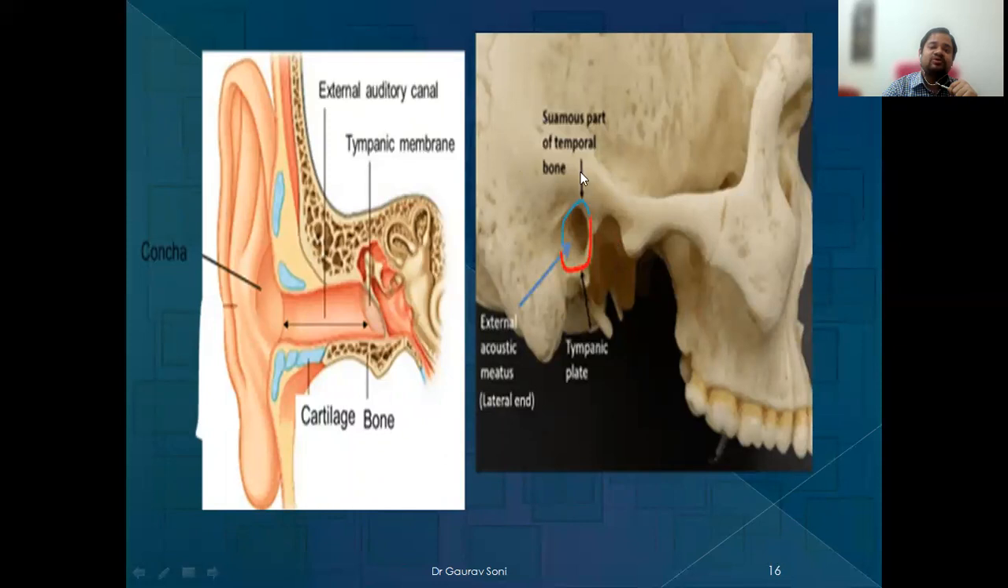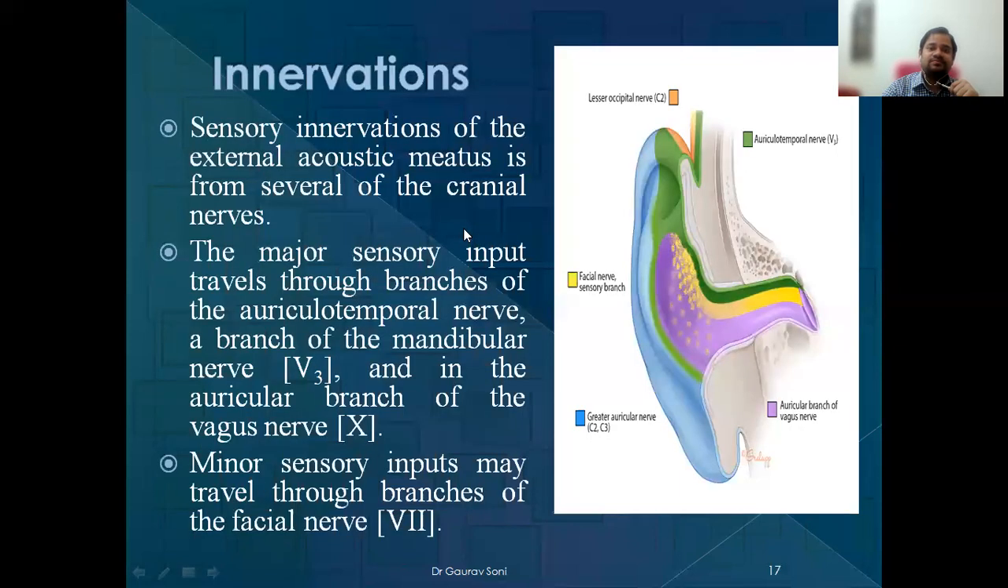In the temporal bone or squamous part of temporal bone, you can easily find it out. Nerve supply. The nerve supply of this particular region is from several cranial nerves. The major sensory input travels through the branches of auriculotemporal nerve, again a branch of mandibular nerve, that is V3 of trigeminal, and auricular branch of vagus nerve.